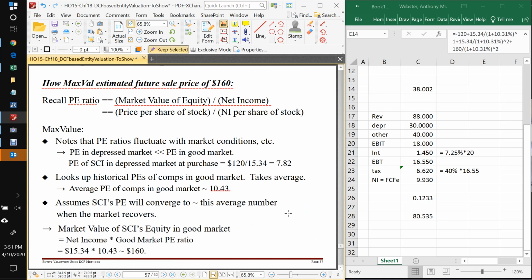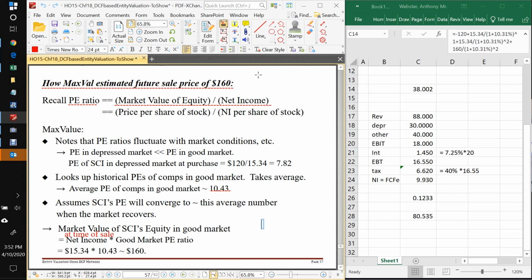And once they have the estimated PE ratio for 2 years from now, and they have the definition of what the PE ratio is, they can get an estimated sale price, right? So they just take the net income at time of sale times the good market PE ratio, 10.43. So that's 15.34, because remember, it's a steady state firm. The net income's not going to change, times 10.43, and that's how they got to their 160.